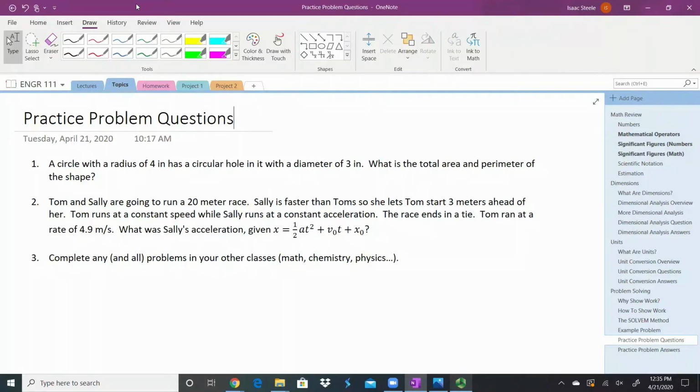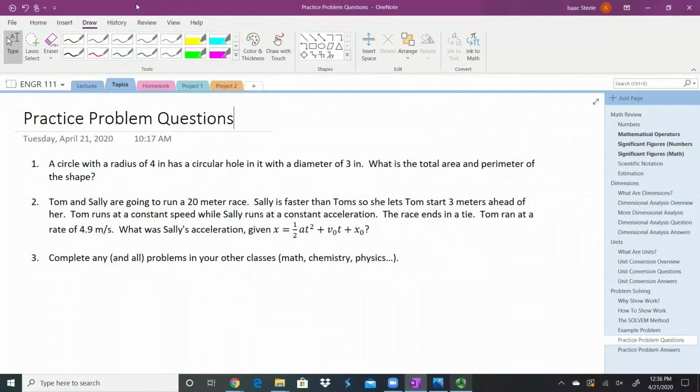And Sally's going to run at a constant acceleration. She's going to start at 0, and she's just going to slowly speed up consistently. The race ends in a tie. Tom ran at a rate of 4.9 meters per second. I want you to tell me what Sally's acceleration is.